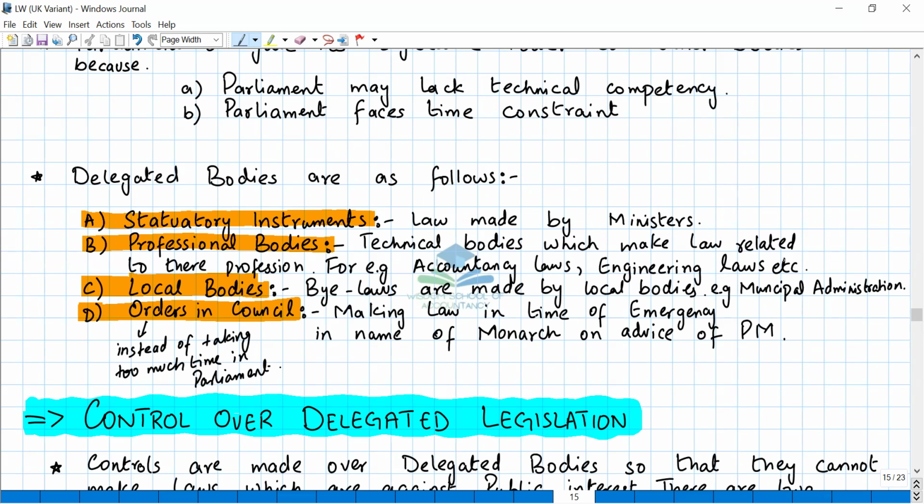If the prime minister of the country wants to create an emergency law, then on advice of the Prime Minister, the orders in council will create a law in the name of the monarch. The signature of the monarch will be there, and the law will be created. So orders in council is used where you want to create the law in time of emergency. The parliament can delegate their power to orders in council as well. Clear? Any question?